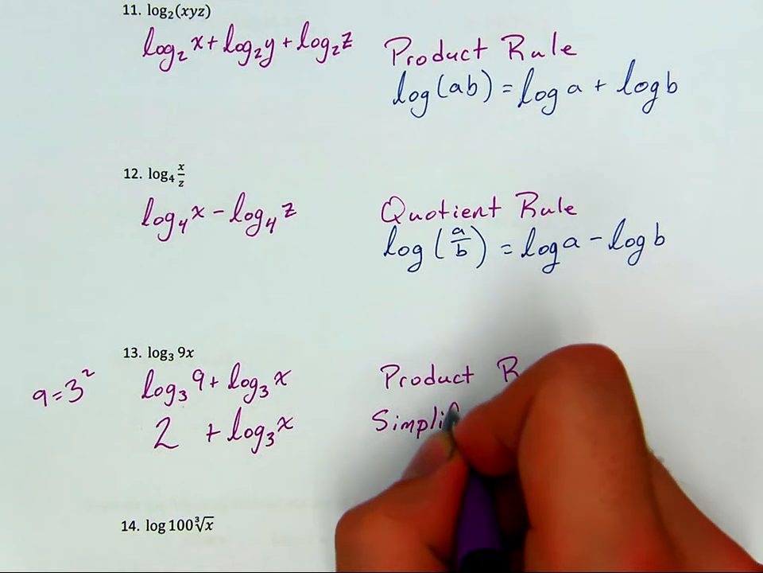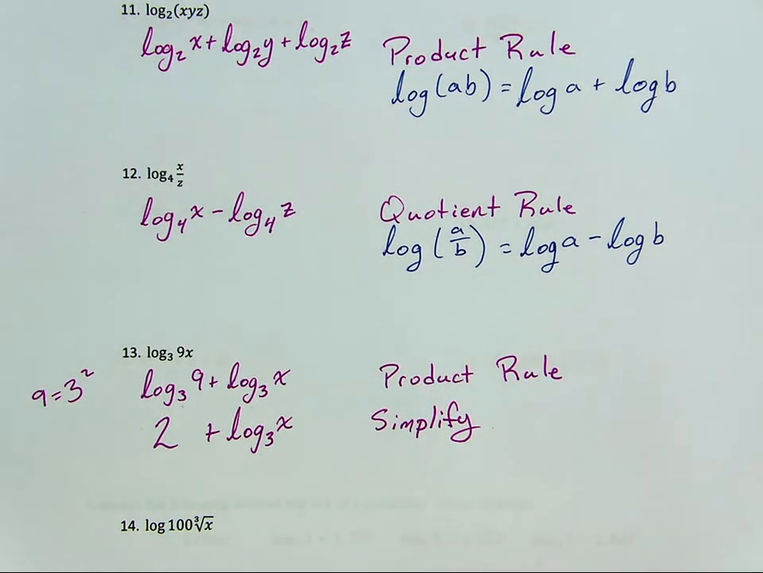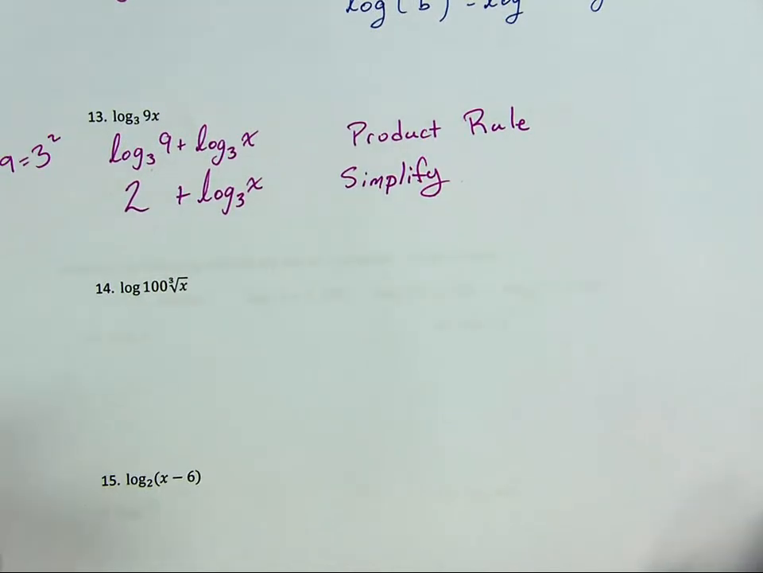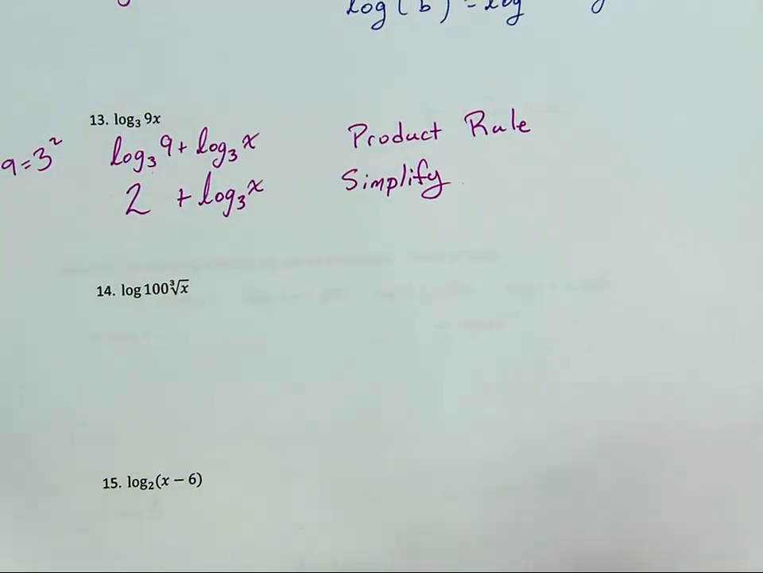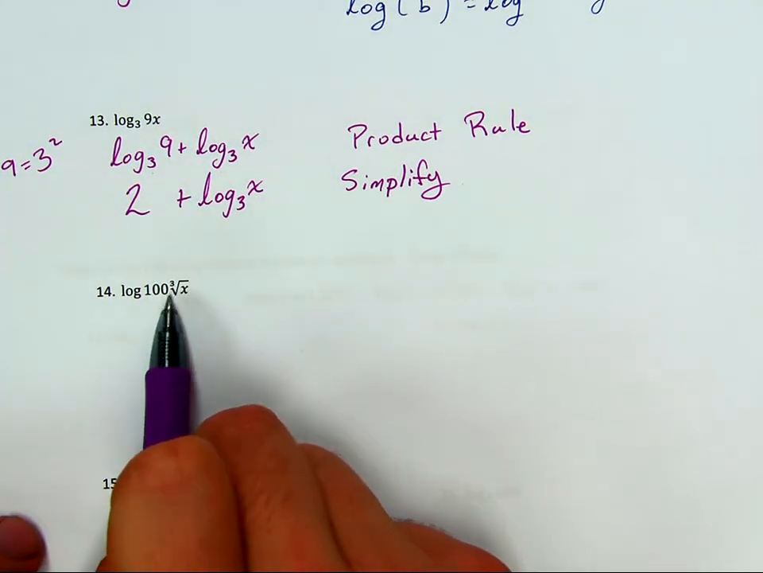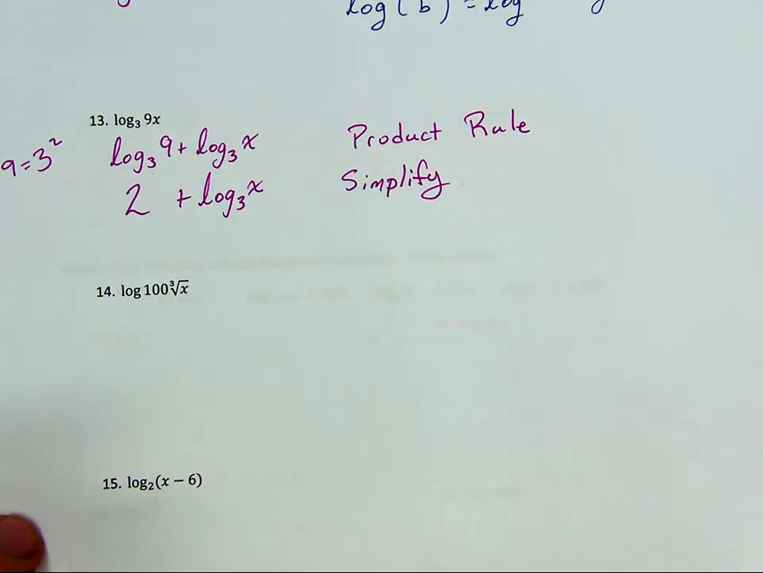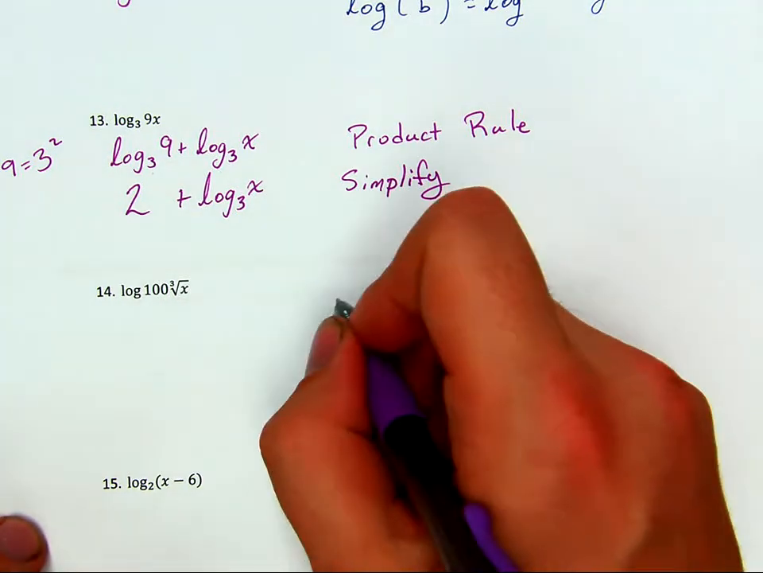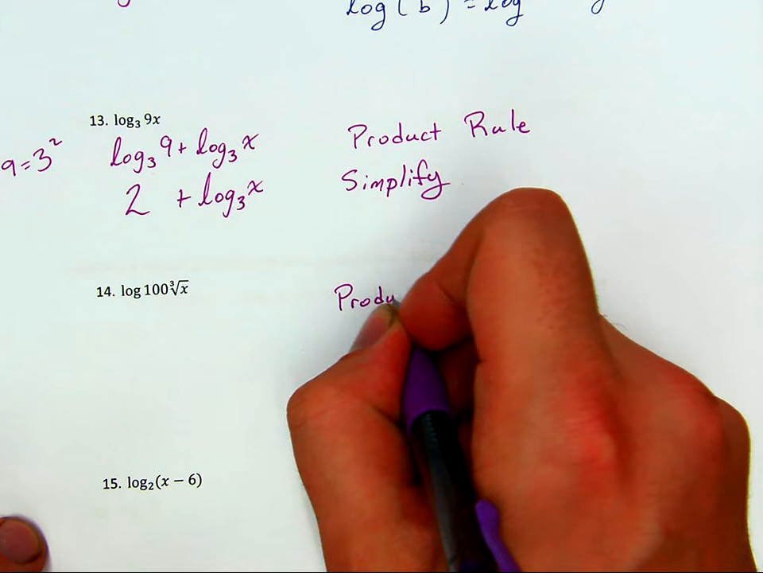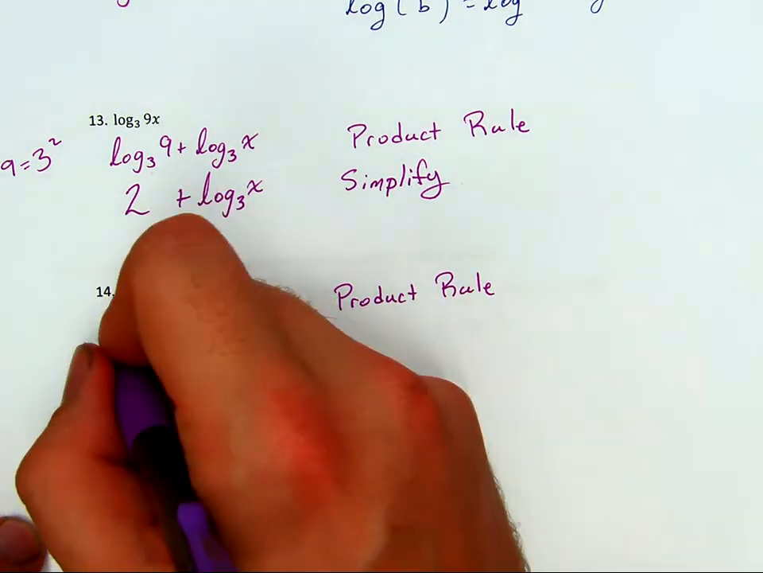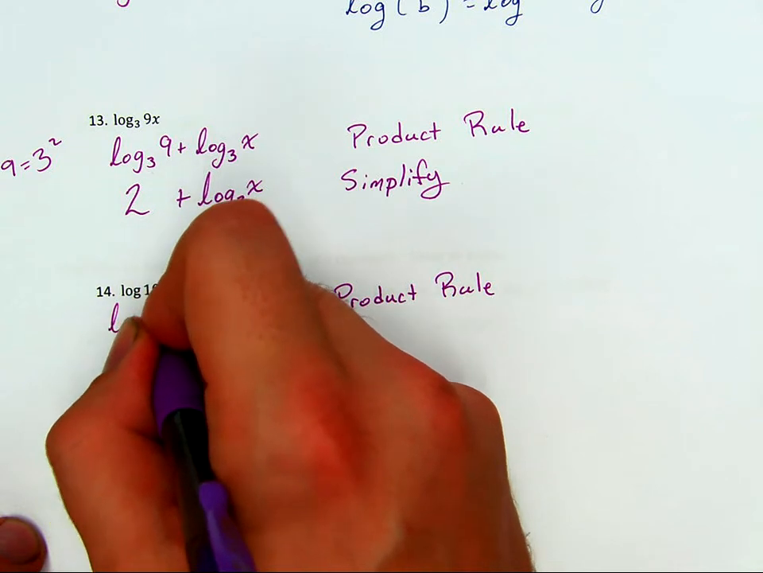Number 14, log of 100 times the cube root of x. With this notation, it's a little hard to see, but that 3 right there is with the root. So here we have a cube root. Now, that 100 is being multiplied with a cube root, so the first thing we want to use is the product rule. In that product rule, we're going to get log of 100 plus log of the cube root of x.